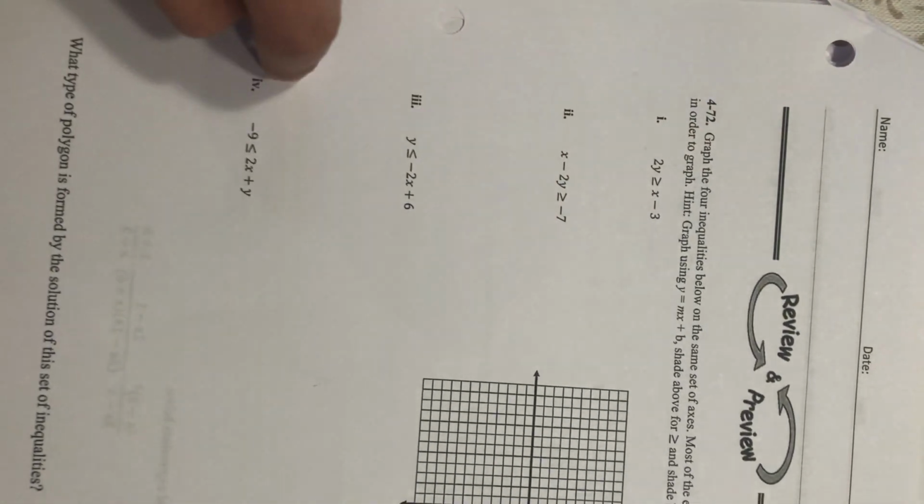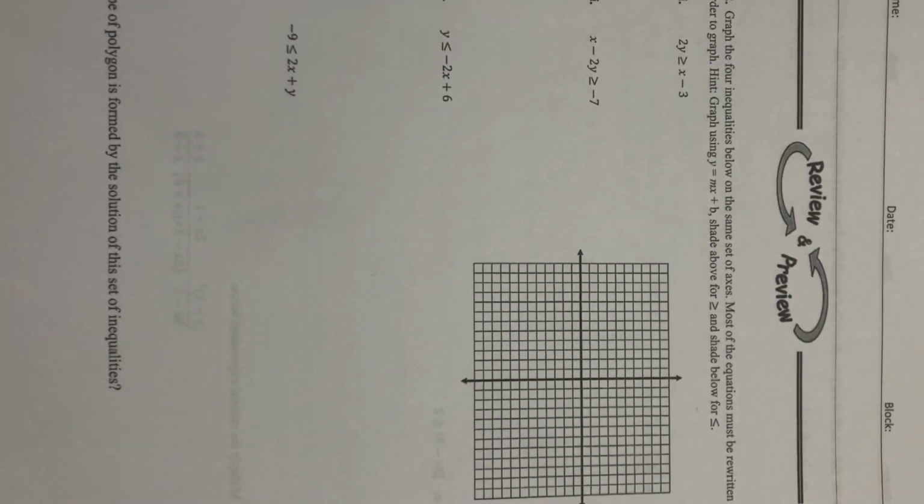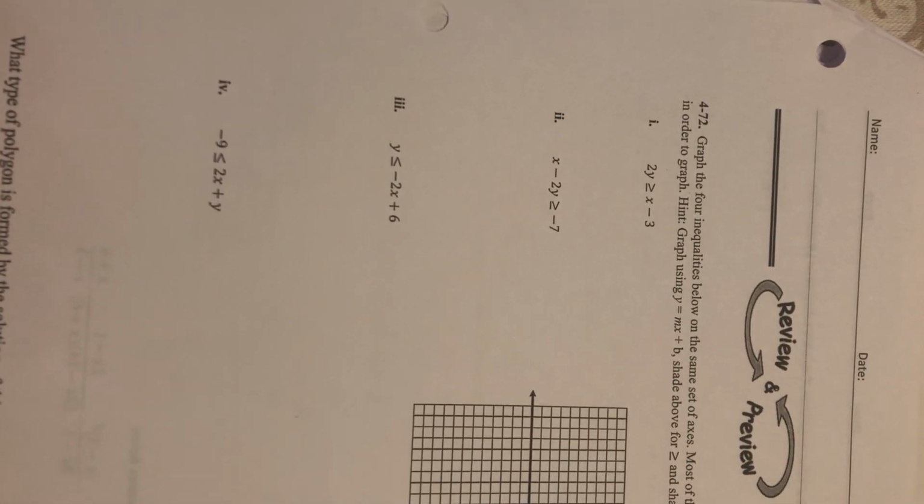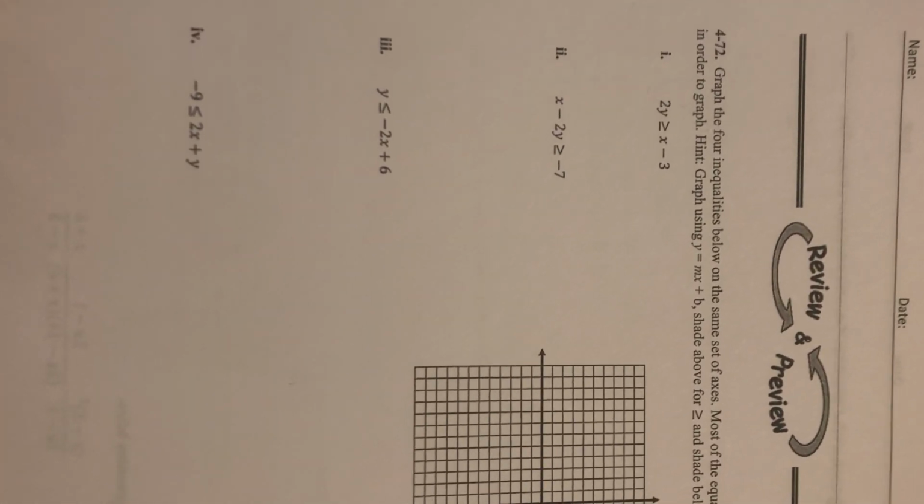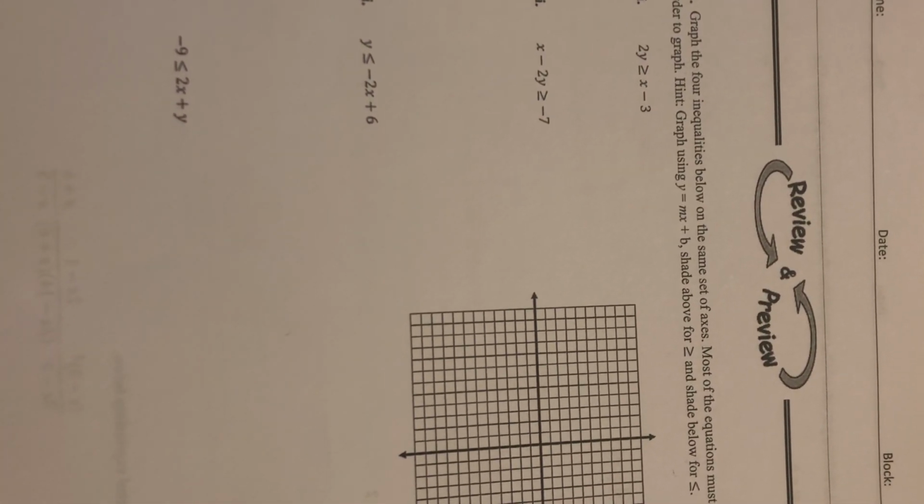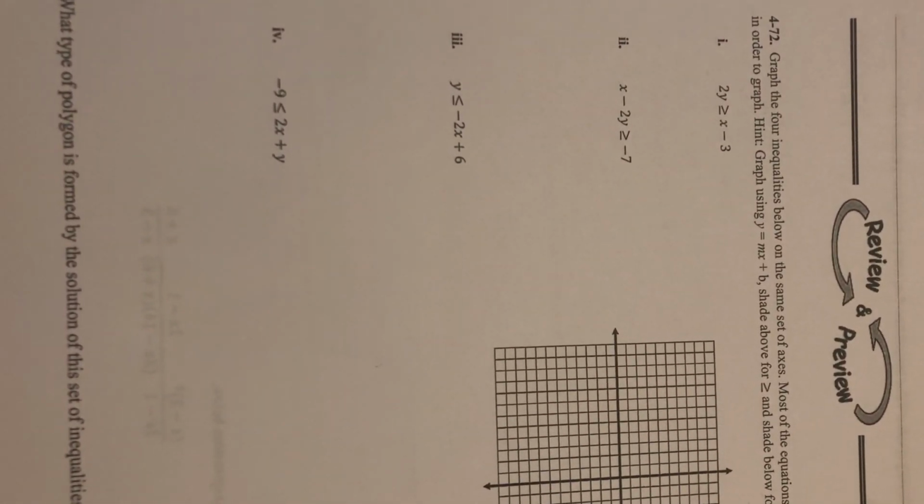Make sure that when you graph these, y should be solved for, and you can either graph based off of the clues that you know with the function family that these belong to, or you can go and type them in Desmos. But remember, they can't be graphed in Desmos or by hand unless they are in y equals form. Again, shade above for greater than or equal to, shade below for less than or equal to, and you should be connecting with dashes if it's less than or greater than, and connecting with solid if it's greater than or equal to, less than or equal to.